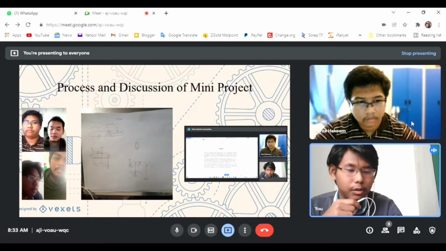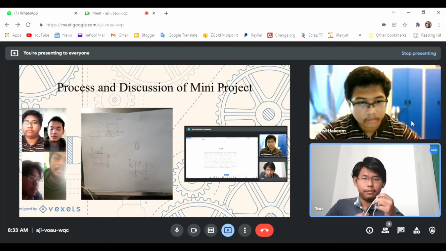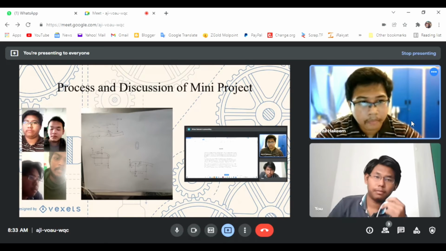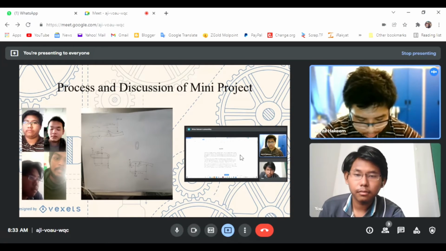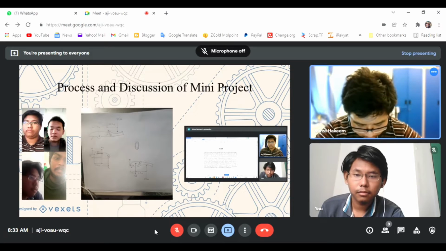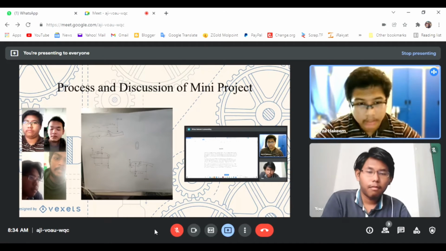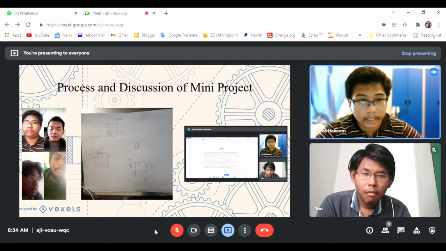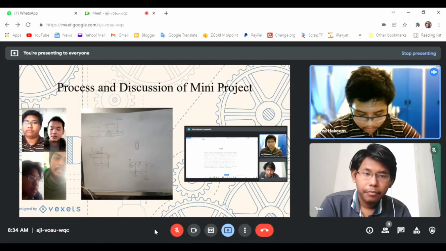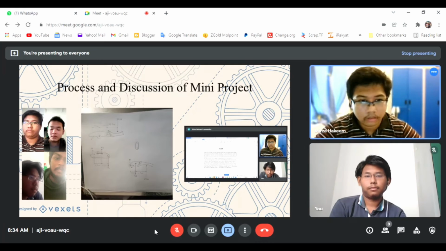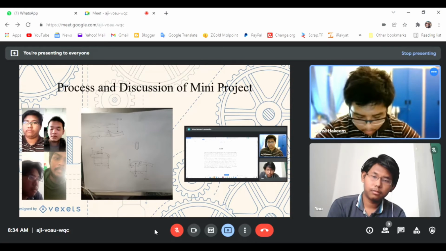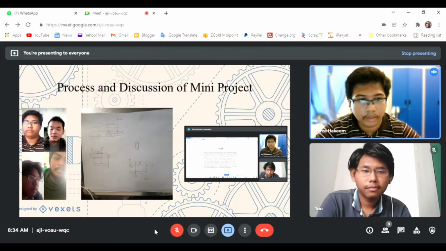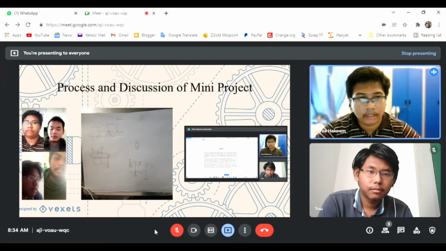So Mirza, you can continue on your part. Okay. Thank you, Kai. Now with the free body diagram provided by Kai, we can ease the calculation process to get the equation of equilibrium for this mini project. Now, first of all, we change the unit from pound to meter, and then we change the inch to centimeter, so we can do our calculation easier.